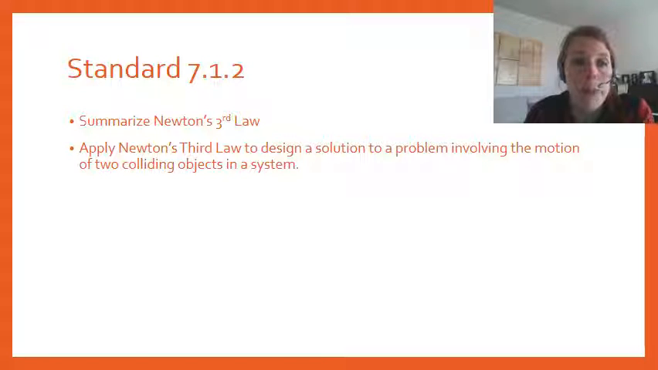Today we will be covering Newton's third law, and we will apply Newton's third law to design a solution to a problem involving the motion of two colliding objects in a system.